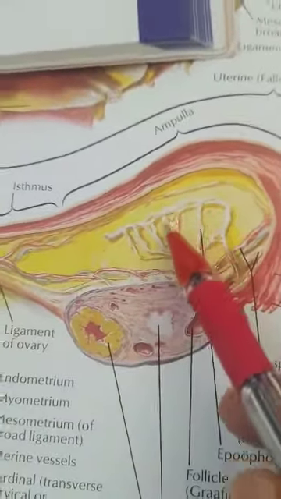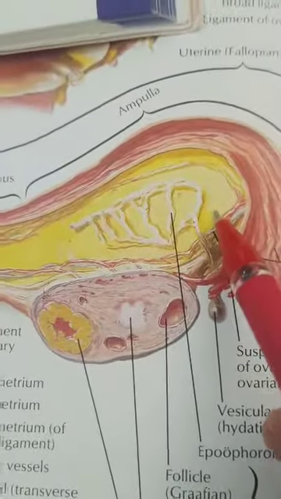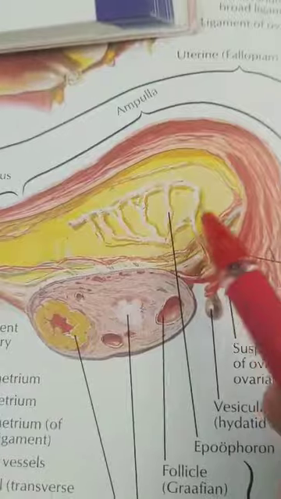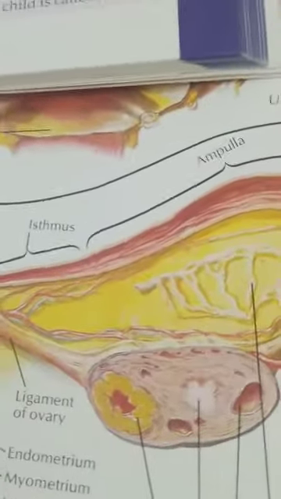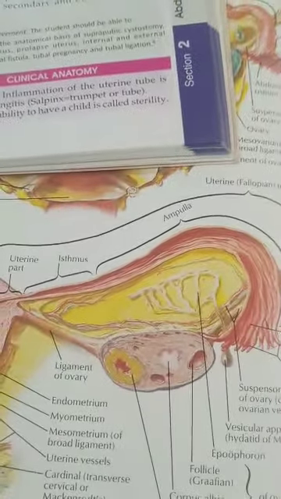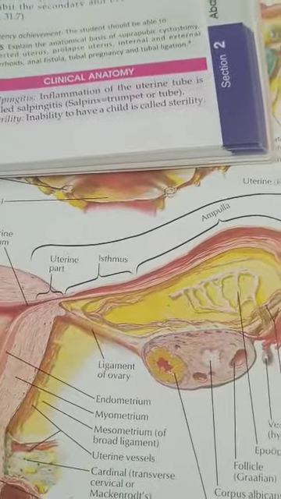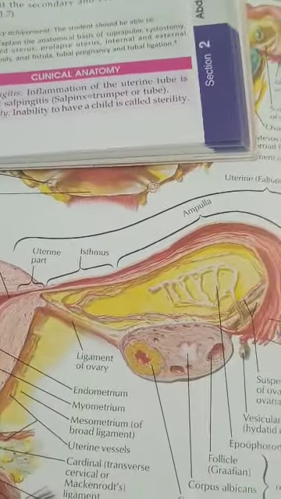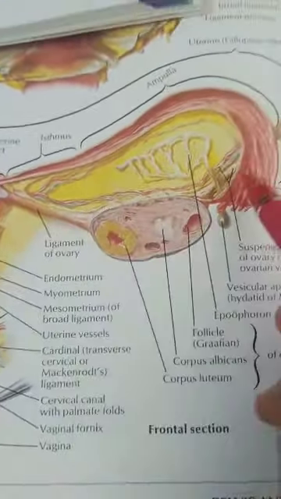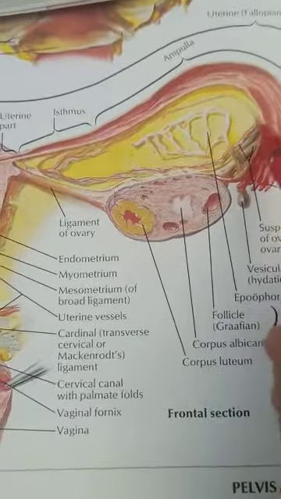Mesosalpinx contains small tube-like structures. They are known as epoophoron. This is epoophoron. Then blood supply: the uterine tube is supplied by the uterine artery and also by the ovarian artery. This part is supplied by the uterine artery, and this part will be supplied by the ovarian artery.